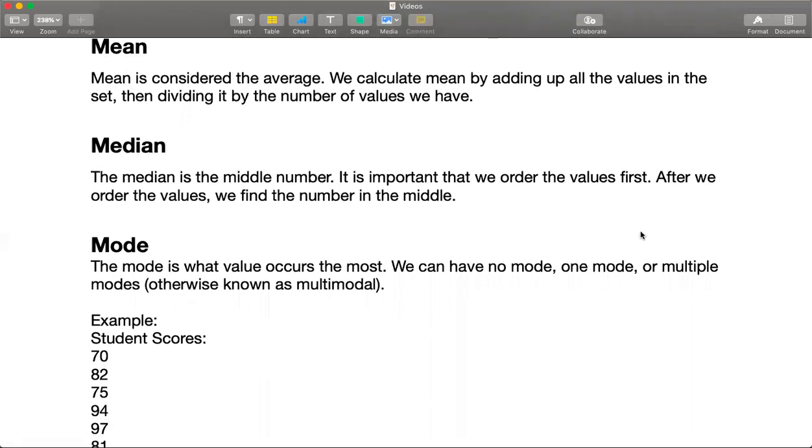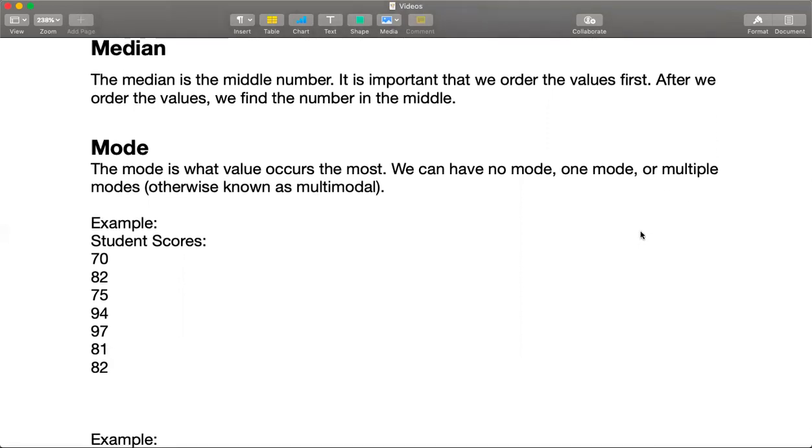The mode is what value occurs the most. The mode is the most. So if we have a data set with a lot of numbers and they're all unique values, then there's no mode. If we have a data set where there's a number that shows up twice, where all the other numbers show up only once, then that means that the number that shows up twice is our mode. We can also have cases, which we'll look at an example later, where there are multiple modes, so they're called multimodal. If we have 2 numbers that show up twice, but everything else only shows up once. So let's take a look at an example with student scores.